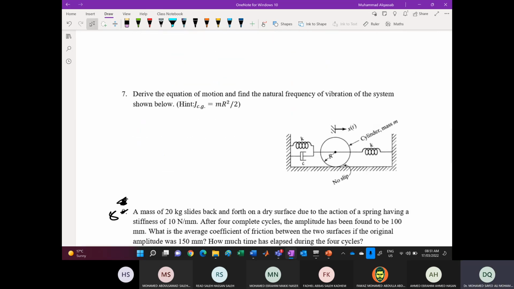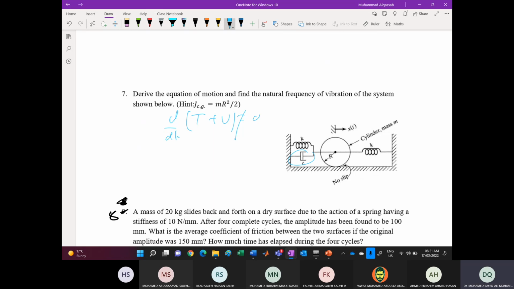Question number 7. This is a cylinder rolling on a horizontal surface without slipping. It is restrained by a spring and damper as well. So you cannot use conservation of energy because this is a non-conservative system because of the damper. So you don't use T plus U equal to constant, or d by dt of T plus U equal to 0. Not valid here because the system is not conservative.